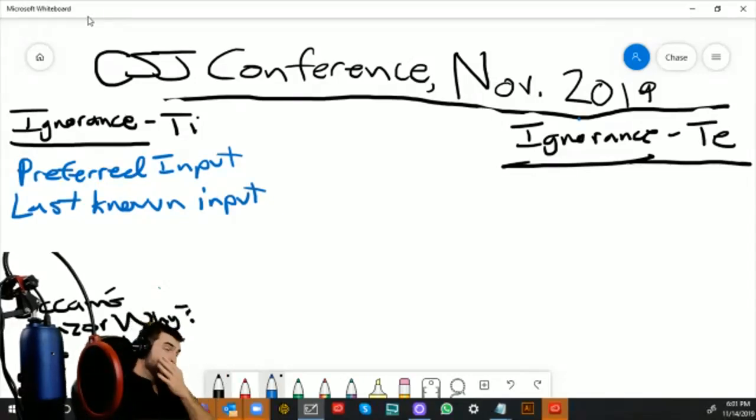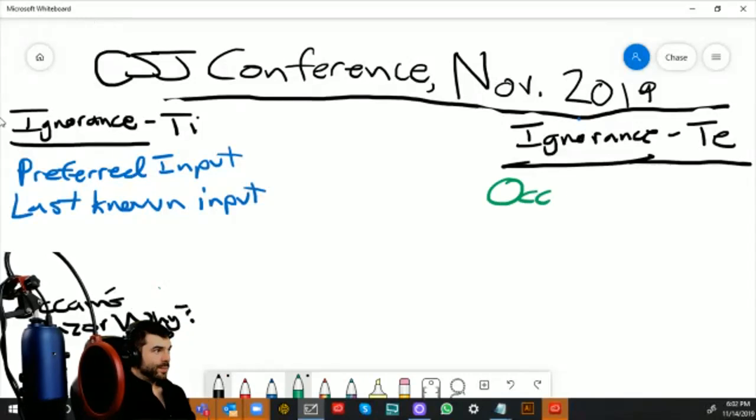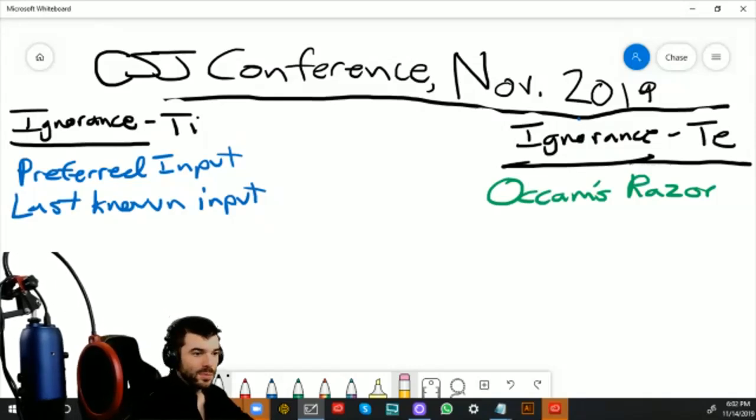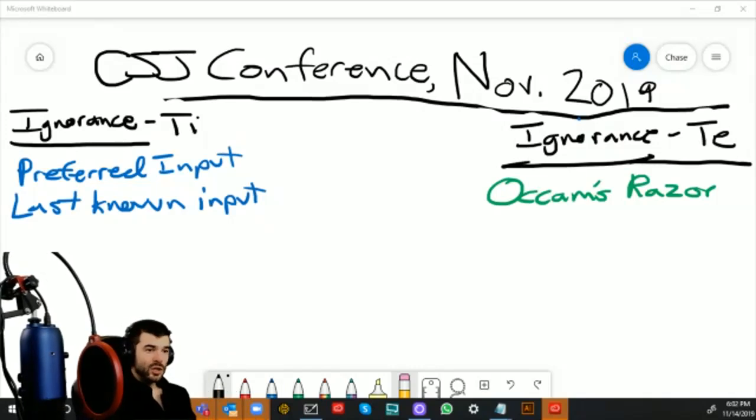But what's ignorance for TE users? Well, Occam's razor. Occam's razor is ignorance for TE users. I've probably just triggered a bunch of people right now, but let's talk about why. I'm going to pull up a window here, and I'm going to define Occam's razor. It's a philosophy, not a truth. It is a philosophy. It's also a principle.